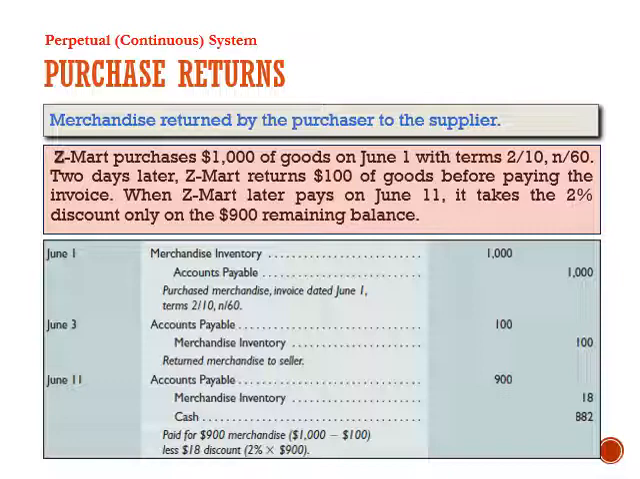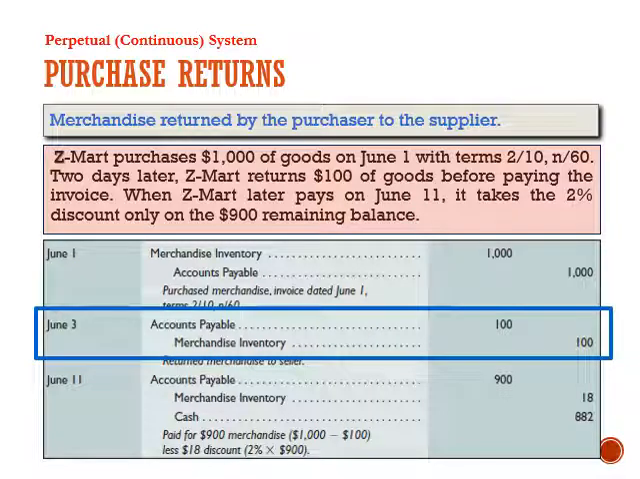Say for example, Z-Mart might purchase $1,000 worth of goods on June 1st with terms 2/10, n/60. Two days later, Z-Mart returns $100 worth of goods before making any payment. So Z-Mart records a reduction in both its debt and its inventory by $100.